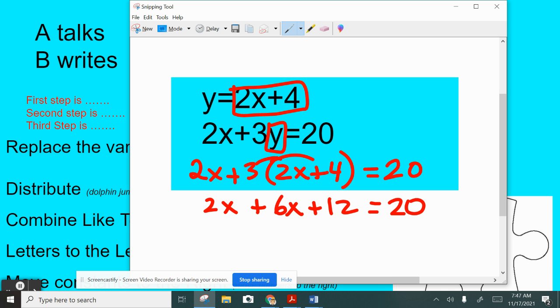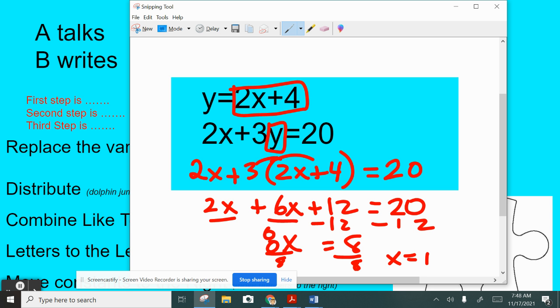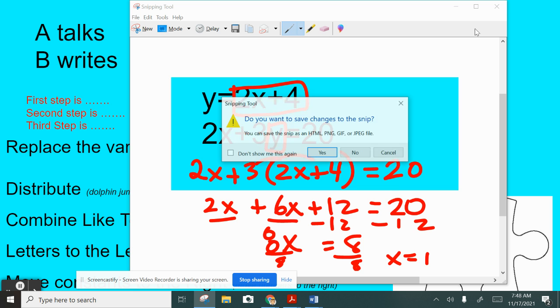Did I do that right? We're good here. 6x plus 12 equals 20. Then I have 8x. I combine those terms. I'm going to subtract 12. Here, I'm going to get 8. Divide 8. X equals 1. Okay? Very cool. That's a good piece of the pie I want to know.